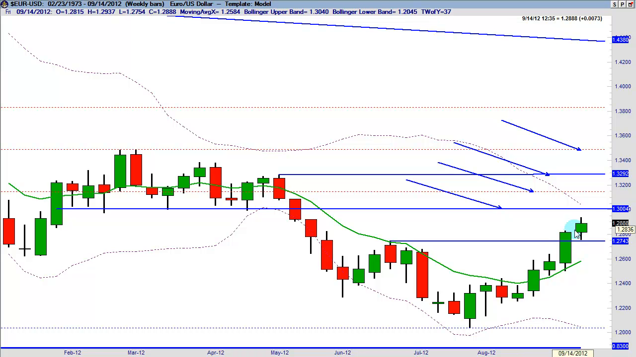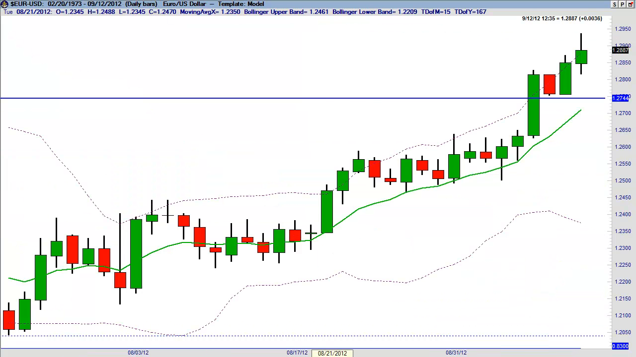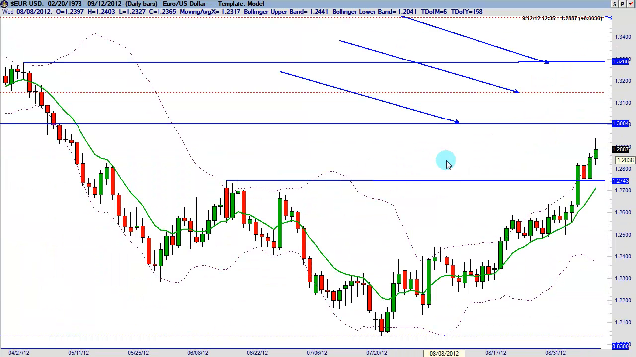So we don't need to guess as to where should I come out of a long position or where should I take a short position. We'll let the price action determine that. We just have to do a good job of identifying where those resistance points are, and for me, on the euro dollar, those are the resistance points. Now this again is a weekly chart. We can turn this into a daily chart and we can see these same resistance points.